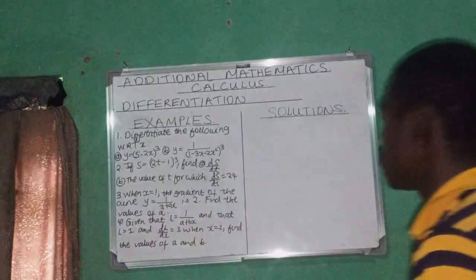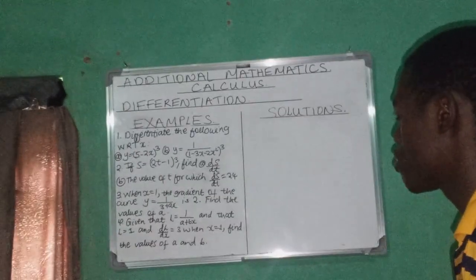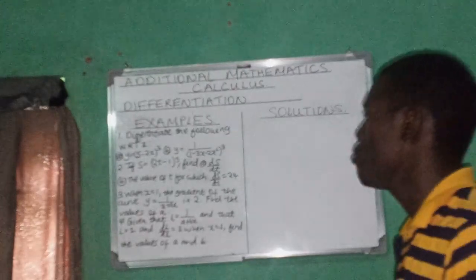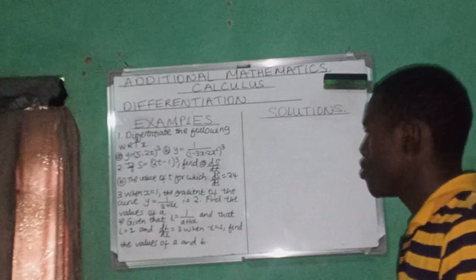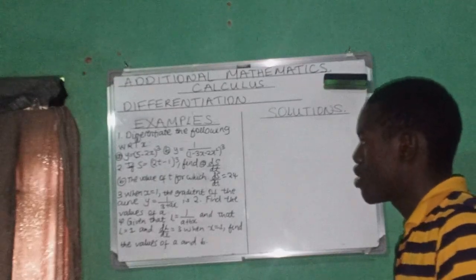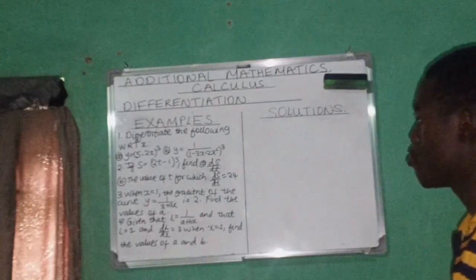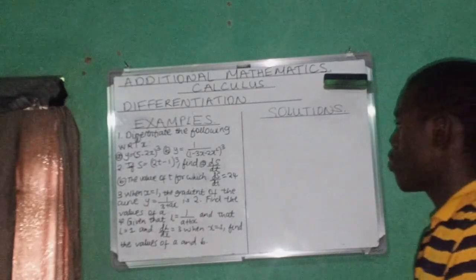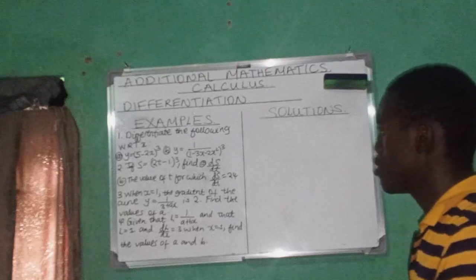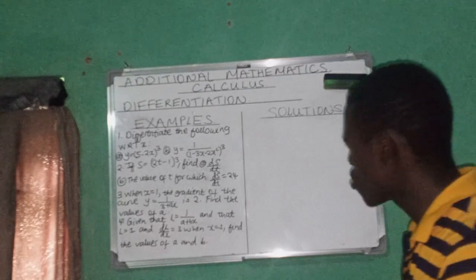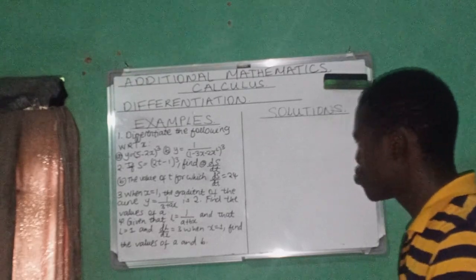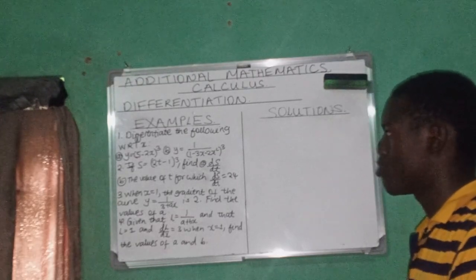Let's start with question 1, which says, differentiate the following with respect to x. So WRT means with respect to x. For a, you have y is equal to 5 minus 2x raised to the power 3. Then for b, you have y is equal to 1 divided by 1 minus 3x minus 2x squared raised to the power 3.